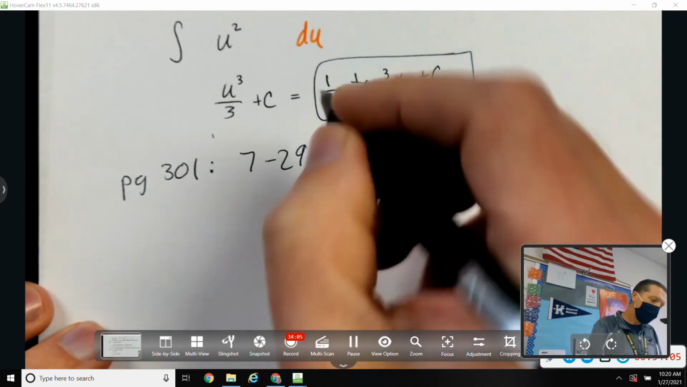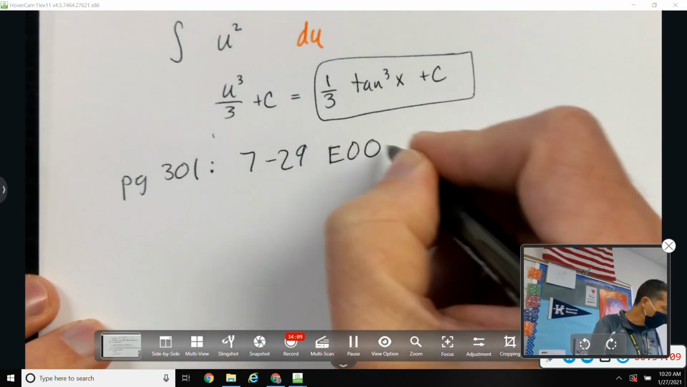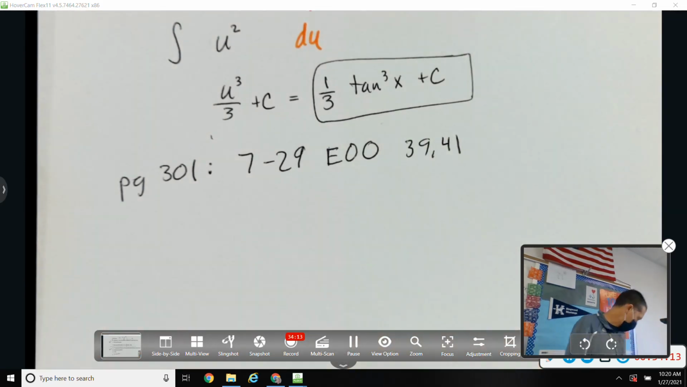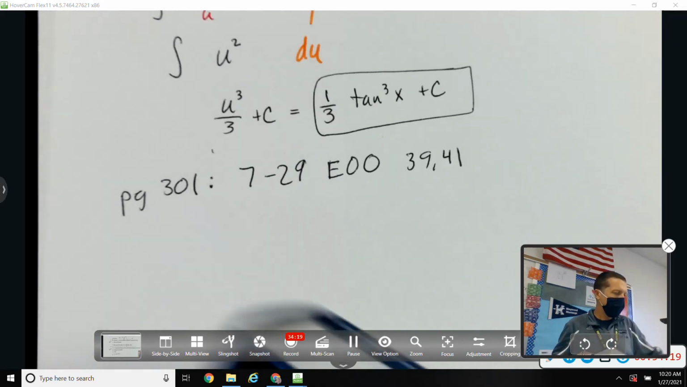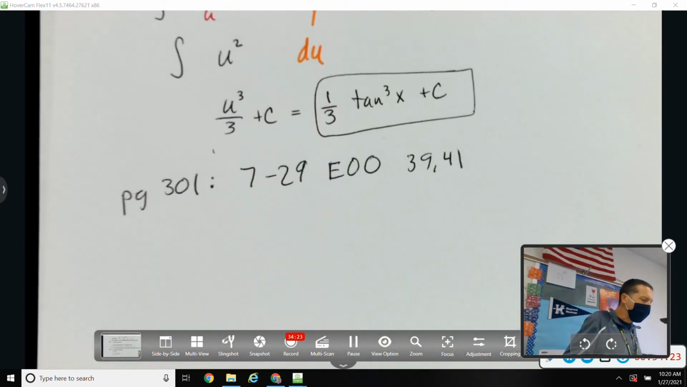Page 301, 7 through 29, every other odd, and then 39 and 41. Let's see if any of those look crazy, or any crazier than we already know about. We don't have any flag to go over, so let's see. 7, 11.